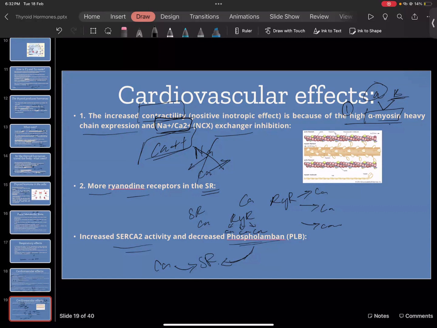So why is this good? It's good because we want to store the calcium for the next contraction, and also because it stops the calcium from staying inside of the cell for too long. All right. So moving on to the next point.